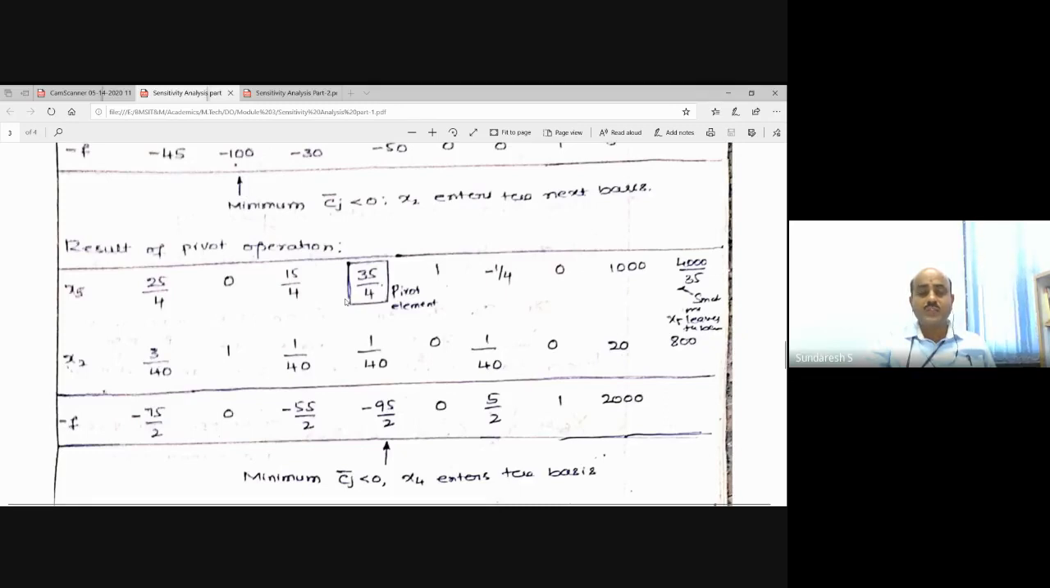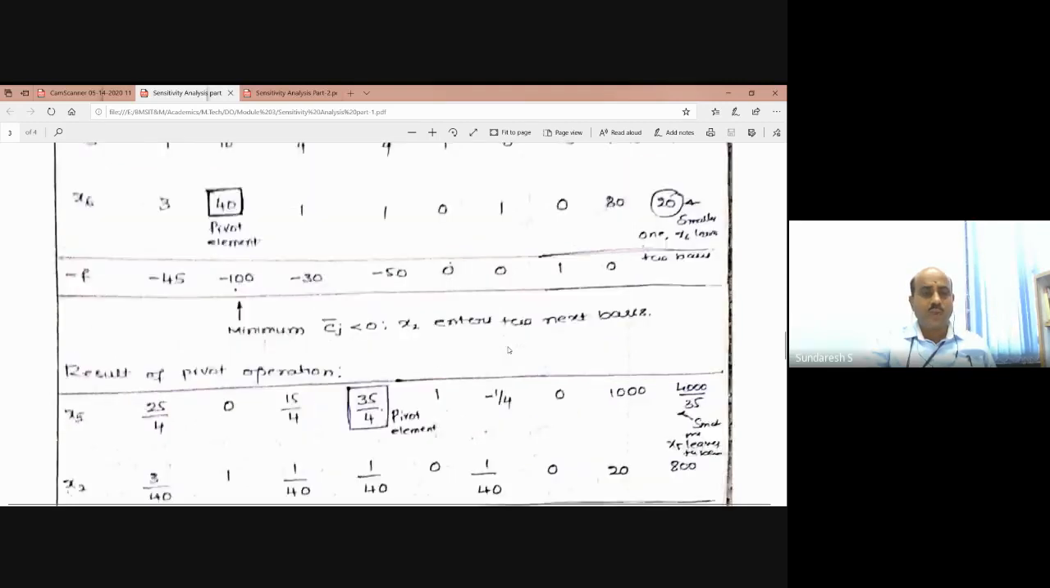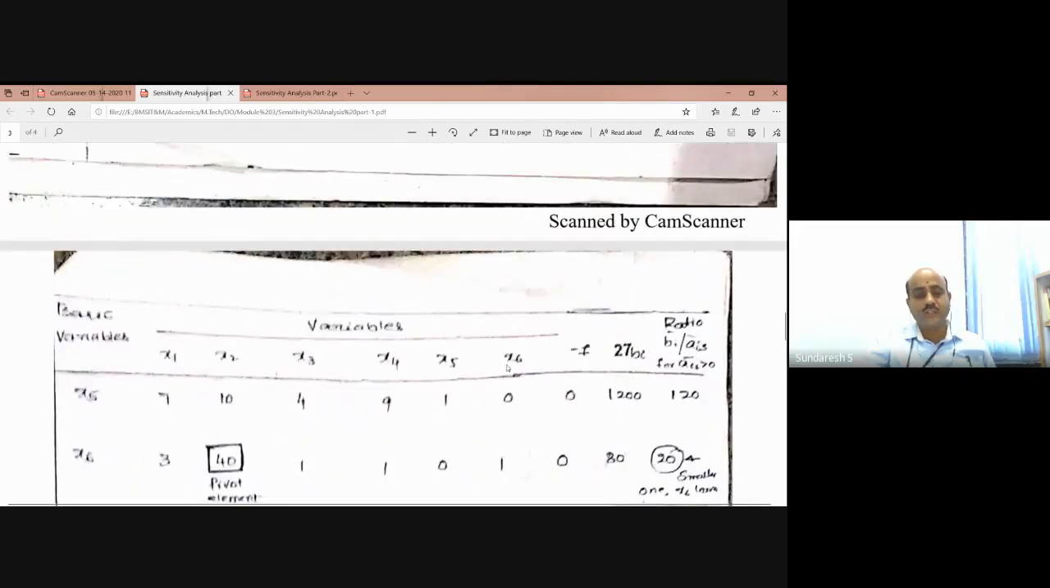Please listen to me carefully on how to do the pivot operation, what is the result of pivot operation, and how to fill the values in the tabular column. Here, these basic variables will remain the same over here: X1, X2, X3, X4, X5.